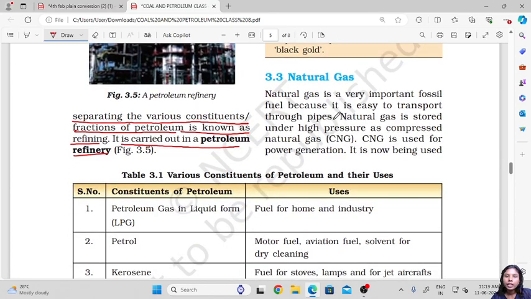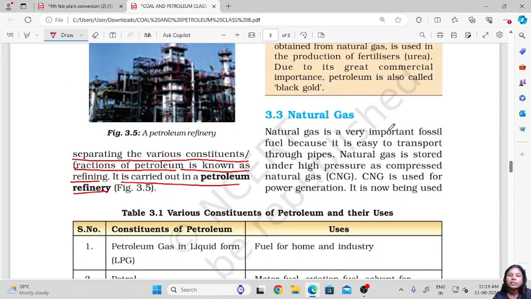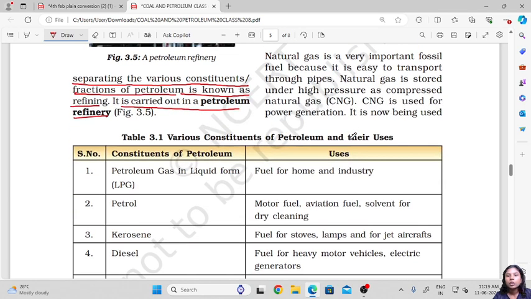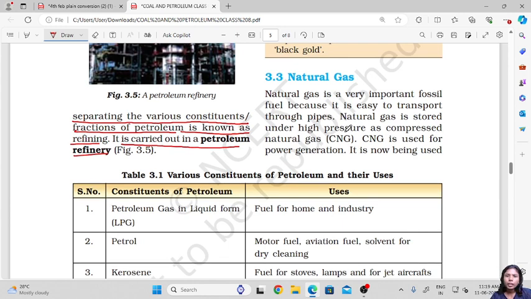Now moving ahead to natural gas. Natural gas is a very important fossil fuel because it is easy to transport through pipes. Natural gas is stored under high pressure as compressed natural gas. Many of us have seen that many of the vehicles nowadays come with this logo of CNG, and when this logo is there, it depicts that the fuel of that vehicle is CNG. CNG is known as compressed natural gas.